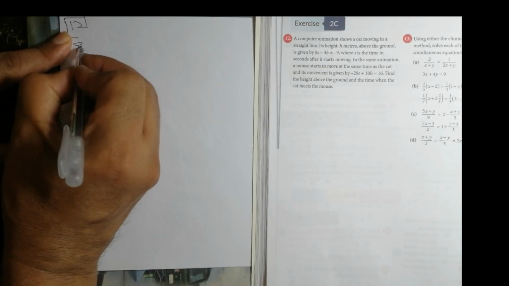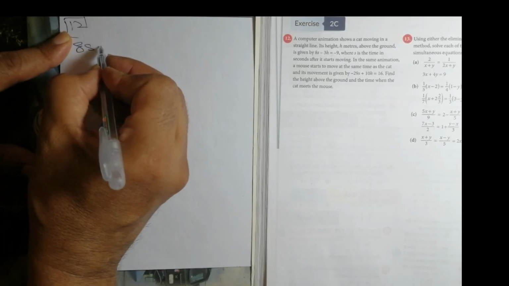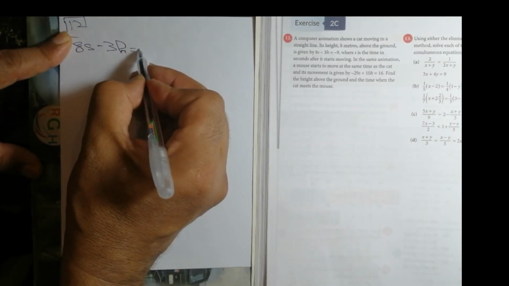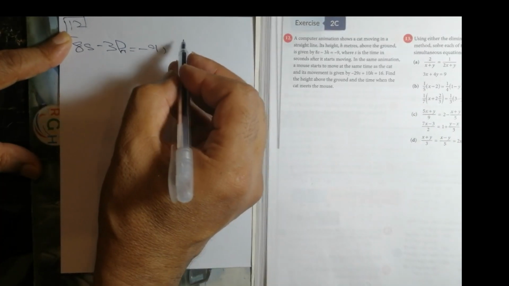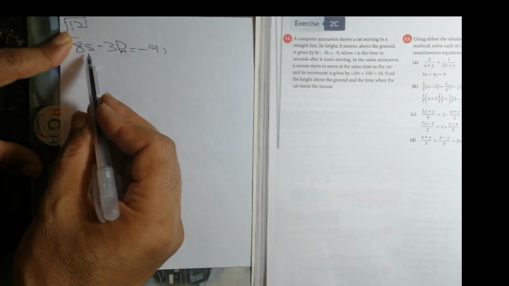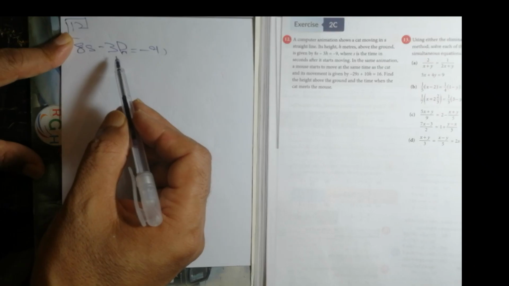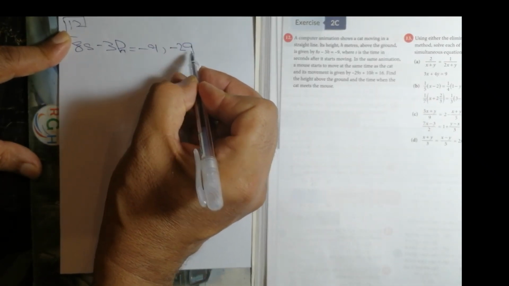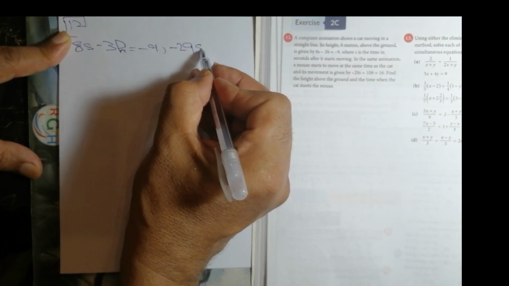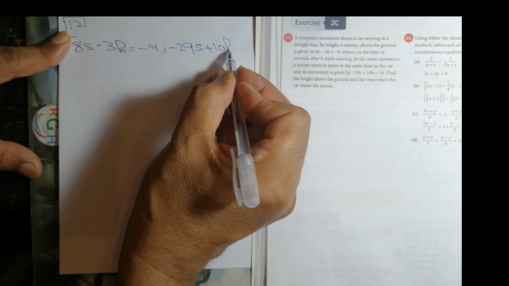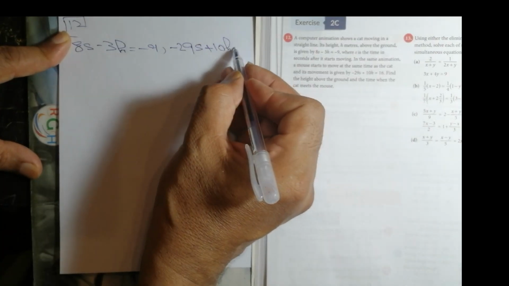One equation is 8s minus 3h equal to minus 9, which shows the relationship between the time and height of the cat. The second equation, related to the movement of the mouse, is minus 29s plus 10h equal to 16.